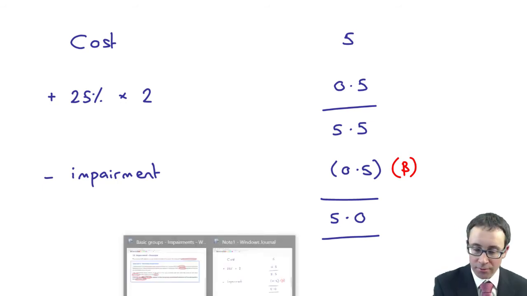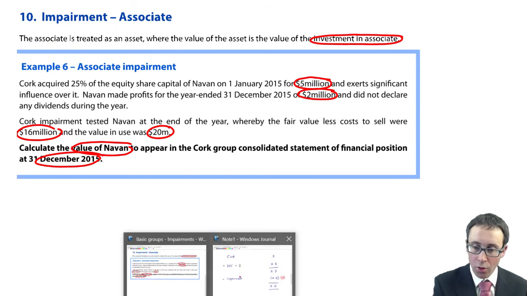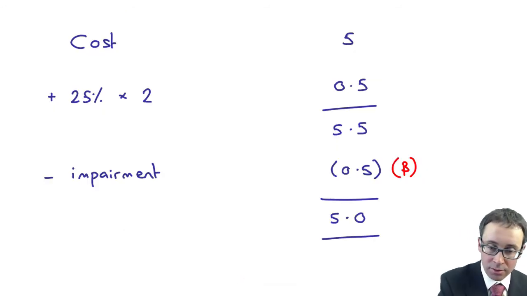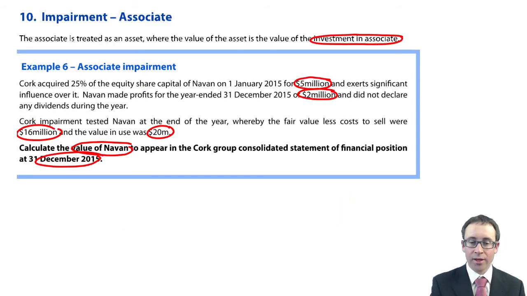To answer the question, though, it said calculate the value of NAVN to appear in the Cork group financial statements. It's that figure there. Okay, so it's 5 million that appears in the group SFP as your investment in associate, and that associate, I think, was called NAVN. So if you wanted, you could call it investment in NAVN. Okay, there we go. It goes on the SFP. It goes with the non-current assets, you know, PPE, goodwill, investment in associates. There we go.